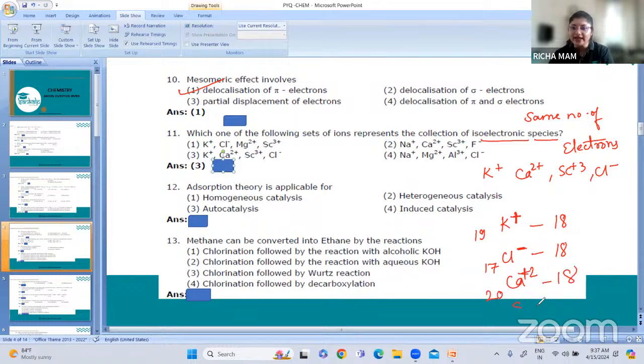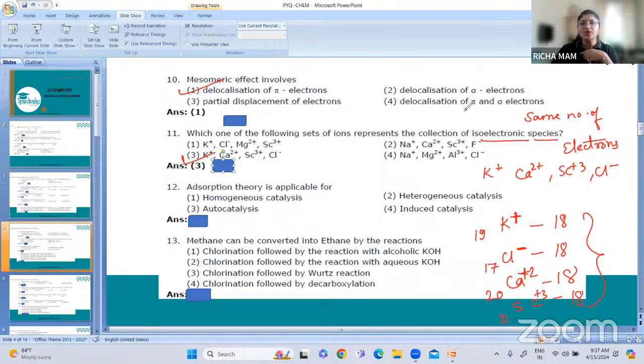Then is scandium, Sc. Scandium is 21. So +3 means 18. So you can see the number of electrons in each case is the same. So option number D is the answer.